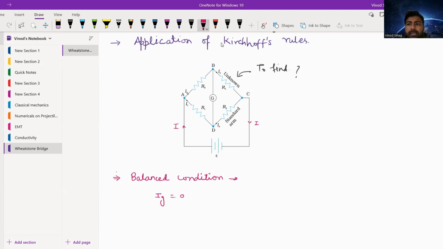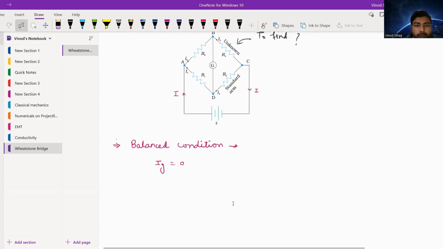And one more thing, there are some assumptions we have to mention here. We are assuming that there is no internal resistance of the applied battery, because in general there is always some internal resistance, but here, to get a convenient derivation, taking the ideal condition, we are assuming that there is no internal resistance of the external voltage that we are applying here. And for balanced condition, as we have assumed, the current in the galvanometer arm is 0.